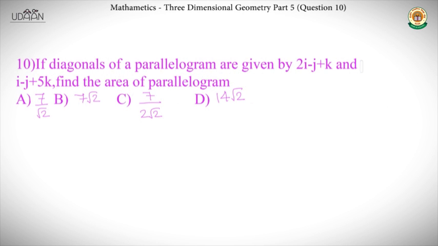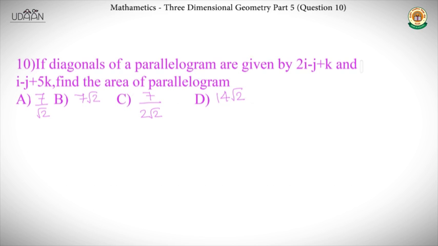Now we move to question number 10. Question number 10 states that if the diagonals of a parallelogram are given by 2i minus j plus k and i minus j plus 5k, find the area of the parallelogram. This is a very typical question which is even asked in previous year entrance examinations.